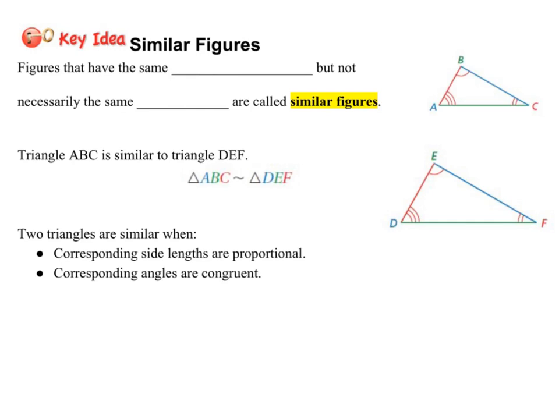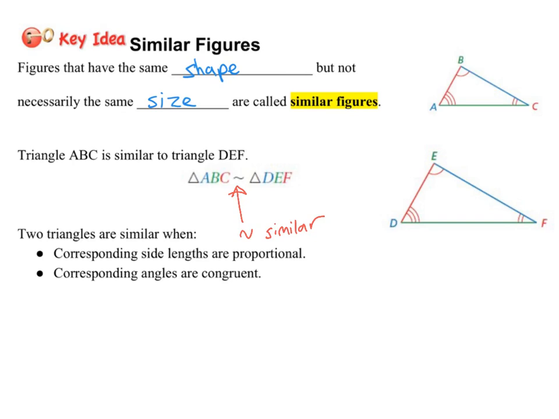Figures that have the same shape, but not necessarily the same size, are called similar figures. In our picture over here, triangle ABC is similar to triangle DEF, and we have a new cool math symbol to use. This little squiggle means similar.